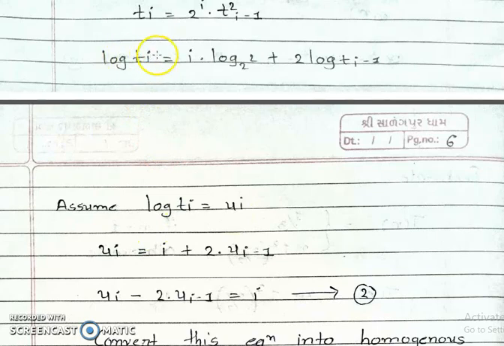So convert this equation in the form of u(i) and we get the new equation u(i) = i + 2 · u(i-1). Here log 2 base 2, its value is equal to 1, so i into 1 is equal to i. Then u(i) - 2 · u(i-1) = i. Call this equation 2.